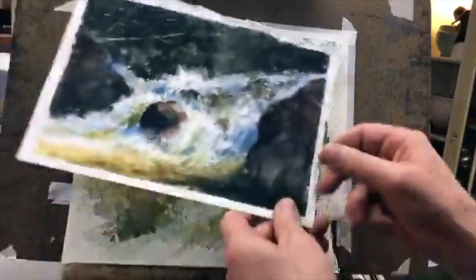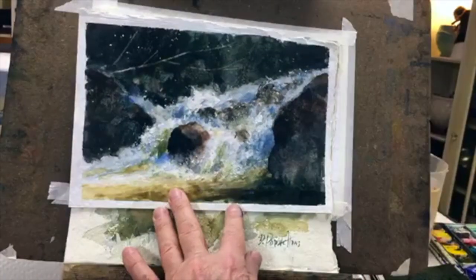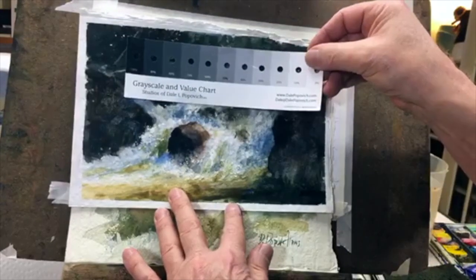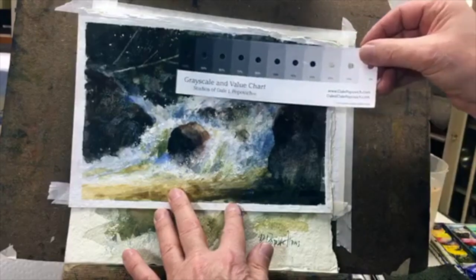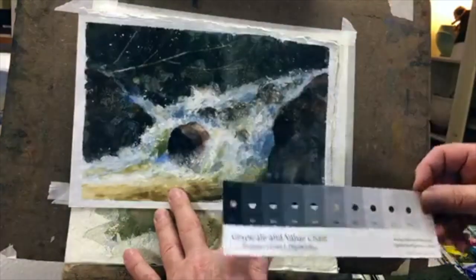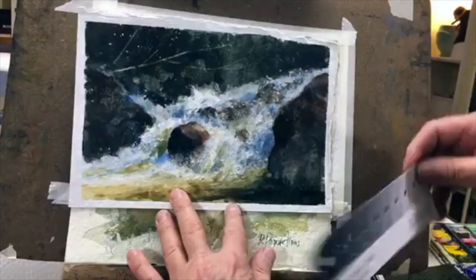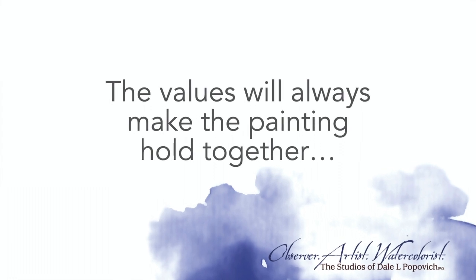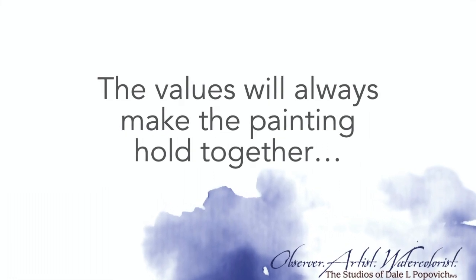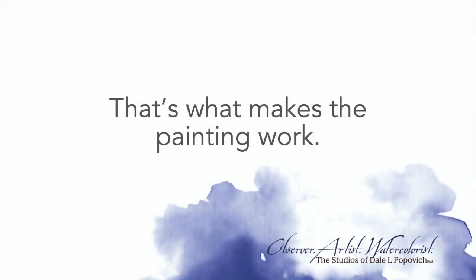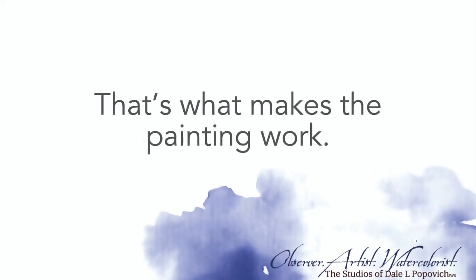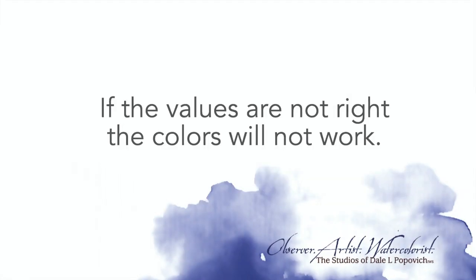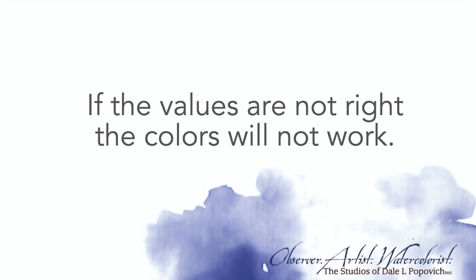Now, this is another very quick one. This has got a lot of different value spans in it, from everything from the lights to the darks up here. And what you need to always look at is to compare your values. Squint your eyes down for the value and open it for the color. And the thing that I'm always telling the students is that the values will always make the painting hold together. That's what makes the painting work. And the color is secondary to the value. So if your values are not right, your color is not going to do anything for it.